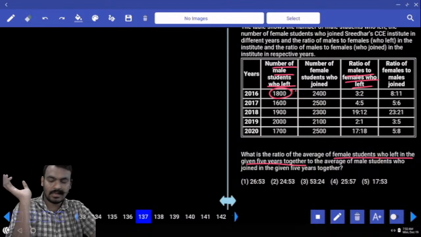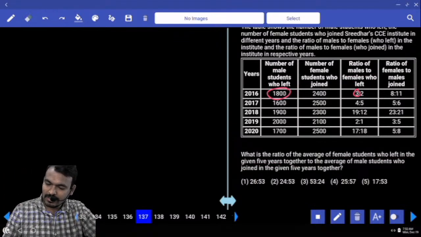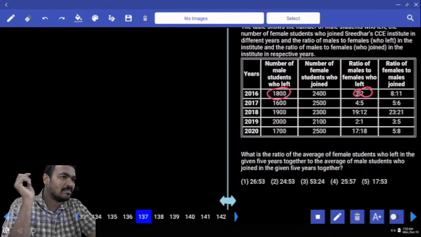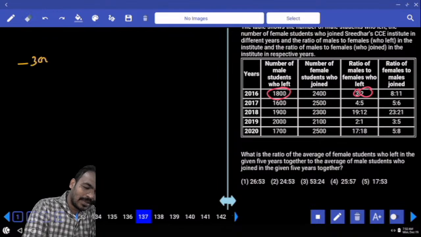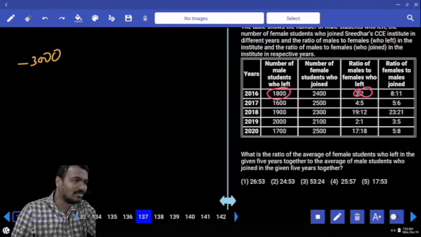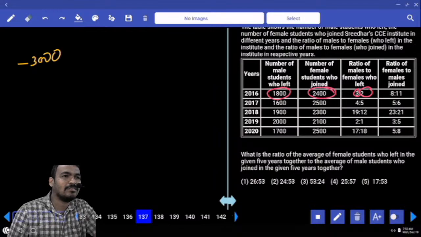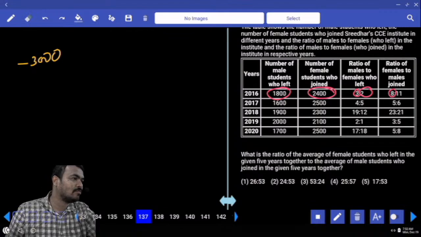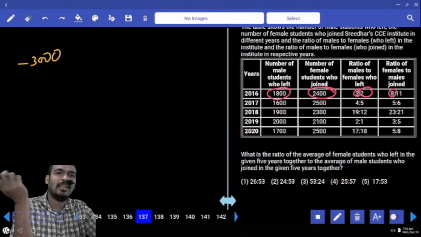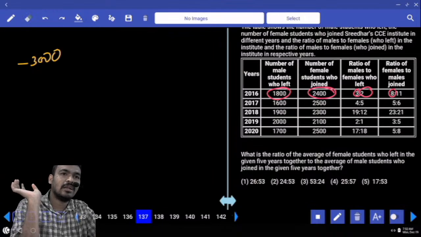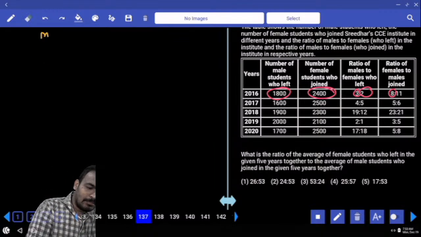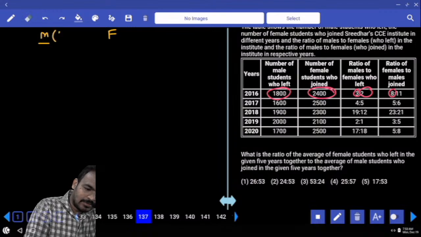Ratio of the males to females who left is given how much? 3:2. Here it changes. 3 parts is how much? 1,800. What are the 2 parts? 1,200. Total how many members are left? 3,000 are left. That is important. Minus 3,000 are subtracting or plus 3,000? Minus 3,000. Next, how many females are joined? 2,400. What are the joined females? 8 parts. 8 parts 2,400 means what is the 1 part value? 300. 11 parts 3,300. Yes or no?